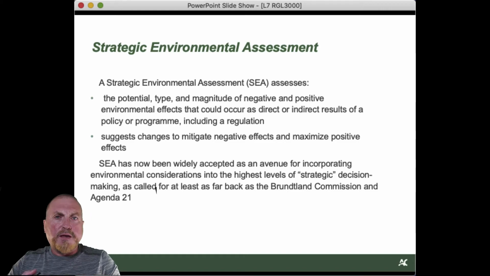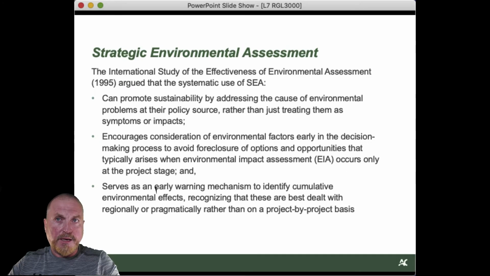The SEA has become a common occurrence throughout most OECD countries, following basically the Brundtland Commission and Agenda 21, which recommended an anticipatory analytical framework for looking at major policy and program changes that could have a down-road impact on the environment. So in Canada, we adopted that as a Cabinet Directive on SEA.